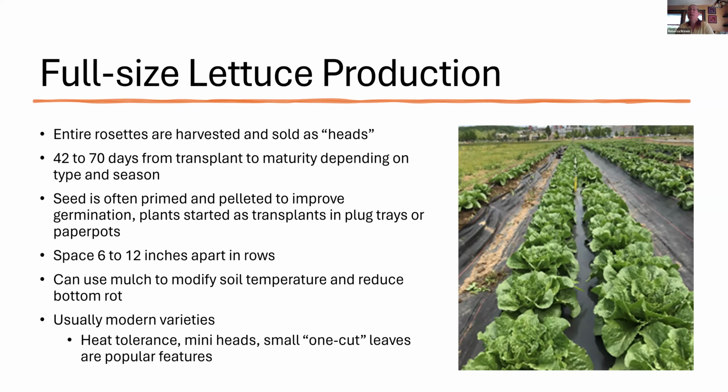Plastic also can greatly reduce bottom rot by avoiding leaf contact with the soil, and raised beds can increase drainage, which also reduces bottom rot. You can also use organic mulches with lettuce, so things like compost or leaves or straw. And these can be particularly useful for fall production because it will keep the soil warm longer. And so the lettuce will actually mature more quickly.